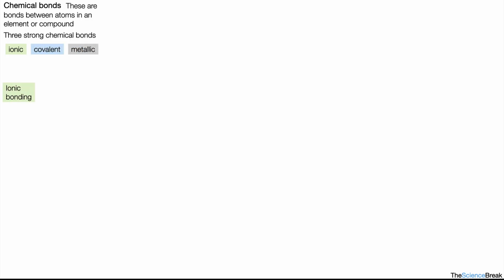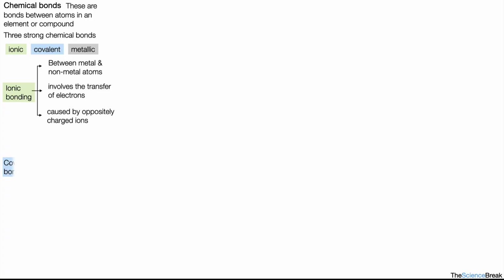In terms of ionic bonding, this happens between metal and non-metal atoms. It involves the transfer of electrons, and it's caused by oppositely charged ions. We'll take a look at that in more detail in a moment.